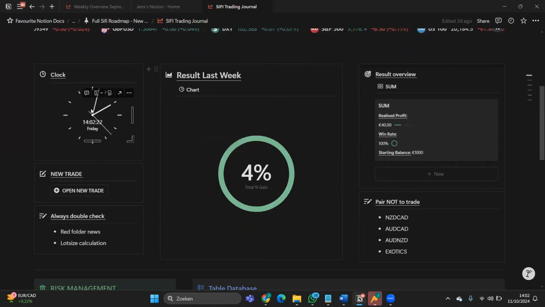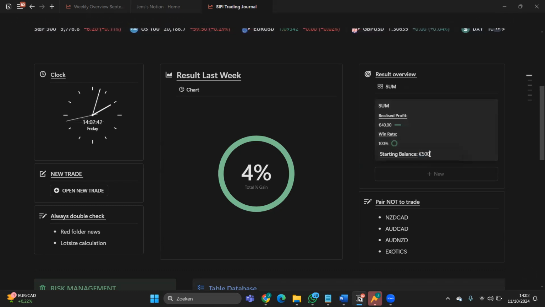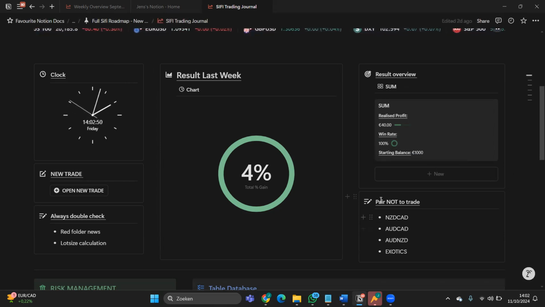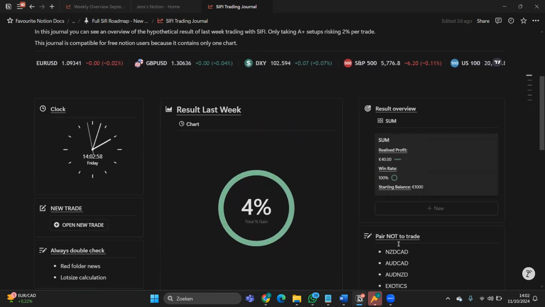On the first page, you'll see a clock, you'll see a button to open a trade, and some information that you always want to double check. In the middle, you have the result, the percentage gain. At the right, you also have a result, more of an exact profit, your win ratio, and you can also fill in the starting balance of your personal account. So let's say you have 500 euros or 5,000 or whatever. I'm going to put this at 1,000 because that's the example we're using here. And then the not-trade pairs, so these are pairs that you don't want to trade. That's the information you see right away.